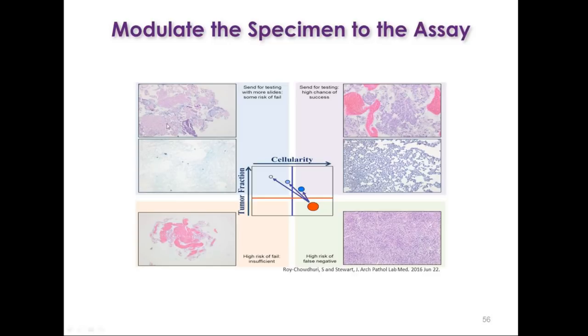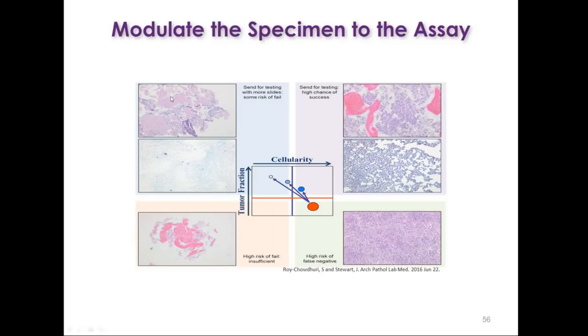The samples that are in this quadrant are your low cellularity but high tumor fraction. So shown here is a paucicellular smear. You have a few cells, but they're all tumor cells. So your tumor fraction is high, but the cellularity is low.